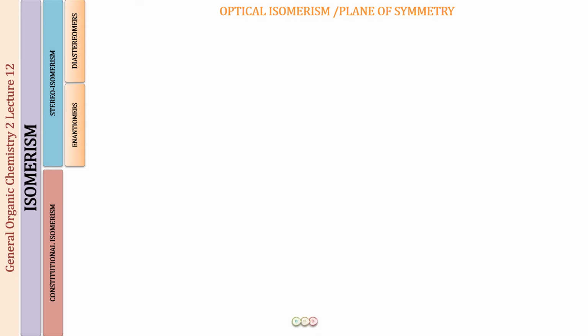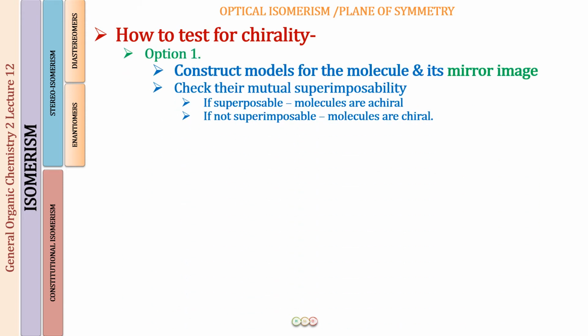Let us begin the lecture from where we left off at lecture number 10 of this course, or optical isomerism lecture number 2. How do we find out whether the molecule is going to be chiral or not, or how do we test for chirality for various molecules? We had certain options that we were learning. Option number 1 was that we construct the model for the molecule as well as its mirror image and then check for mutual superimposability.